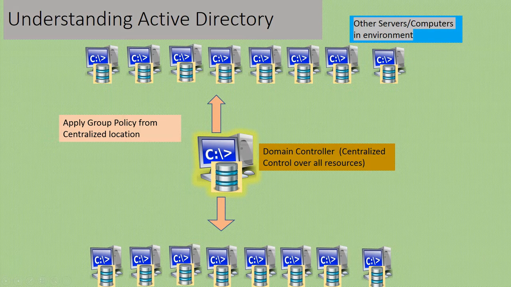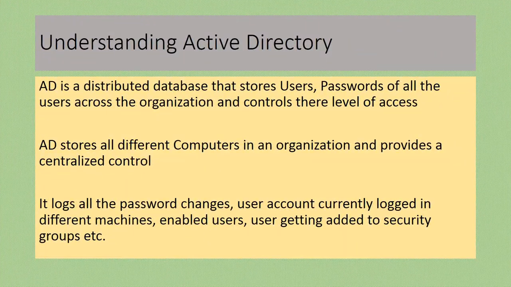So Active Directory is a directory service that Microsoft developed for Windows domain networks, and it is a distributed database that stores users and passwords of all the users across the organization and controls their level of access as well. Next, AD stores all different computers and provides centralized control of them. Also, you get different logs to track the password changes and the user activities.